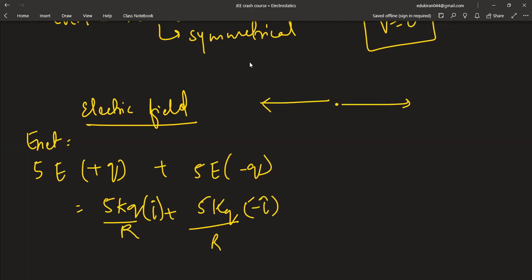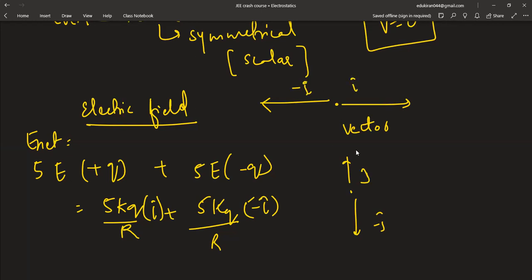Here it was very easy because potential is a scalar quantity. But since electric field is a vector, ultimately one direction will be towards one side, or it can be upwards or downwards also. That is j cap and minus j cap also. That's not an issue. This is I cap and minus I cap. That's not an issue. So electric field will also be zero. Write it down, please.